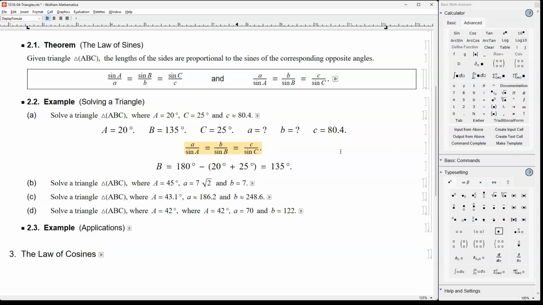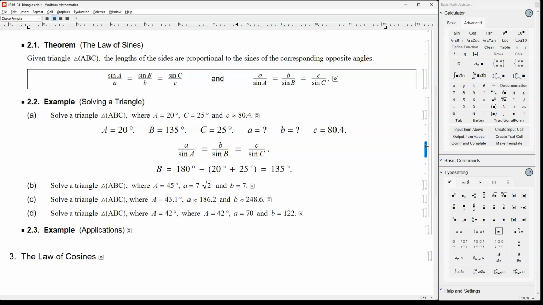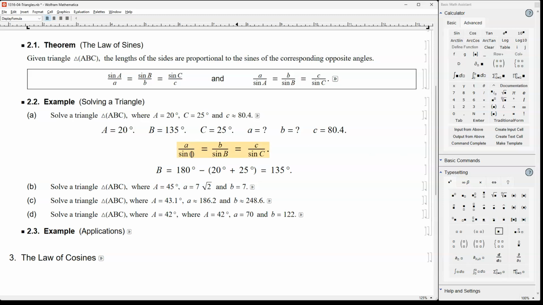And then a lot of fractions. So let me increase the font. And then, okay, all right, let's work it out. What is capital A? My capital A is 20 degrees. What's capital B? We just found out to be 135 degrees. And what's capital C? 25 degrees. Now, do you know small a? No. Do you know small b? No. Do you know small c? Yes, I do. 80.4. Okay, from here, we can find a and b.